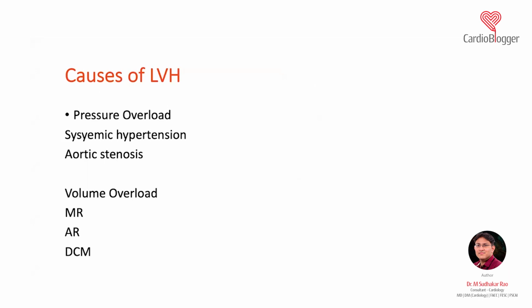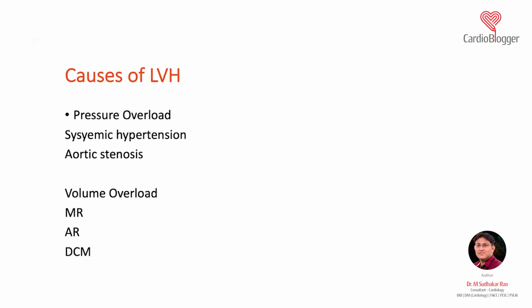There are 3 points. A pressure overload will not produce a deep Q wave in V5, V6, whereas a volume overload will produce Q waves in V5, V6. Q waves more than 2 mm in V5, V6 are suggestive of volume overload. So you should think of diseases like dilated cardiomyopathy, mitral regurgitation, aortic regurgitation.